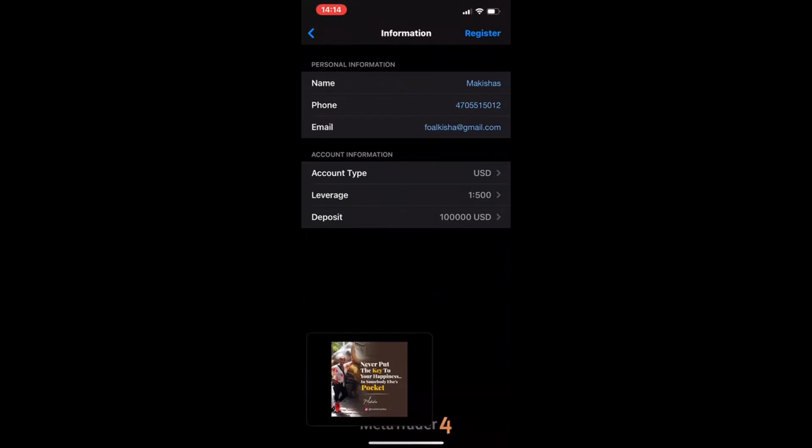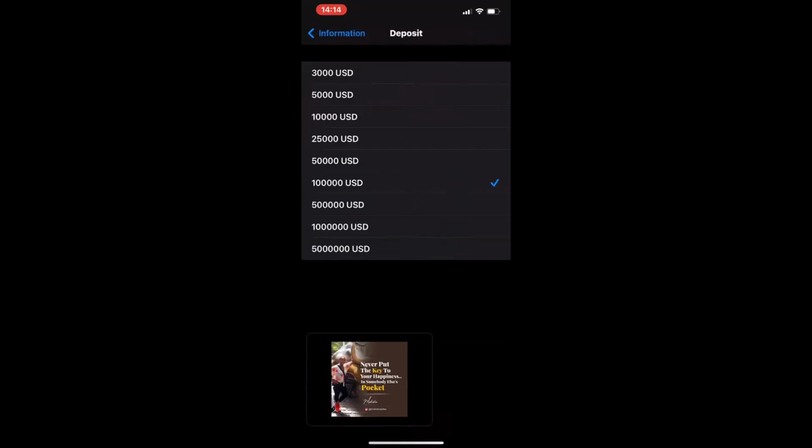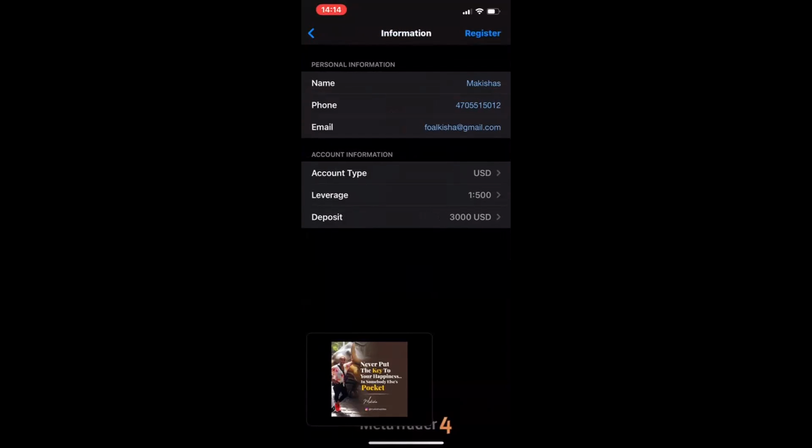Now, remember, even though it's a demo account, we want to trade it just like we're going to be trading our live accounts. So what I recommend new beginners to do is click on deposit and let's take it down to something a little more realistic. Unless you deposit $100,000 in your account, let's take it down. Even if you're not depositing $3,000, it's still a little more realistic for you, okay? So let's go to $3,000. And then the next thing you want to go ahead and do is click on register.